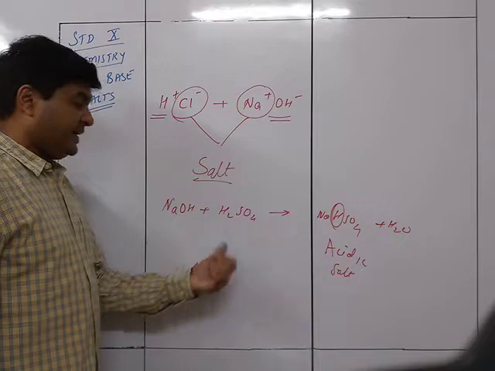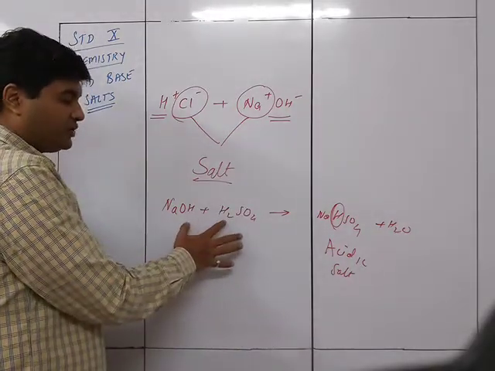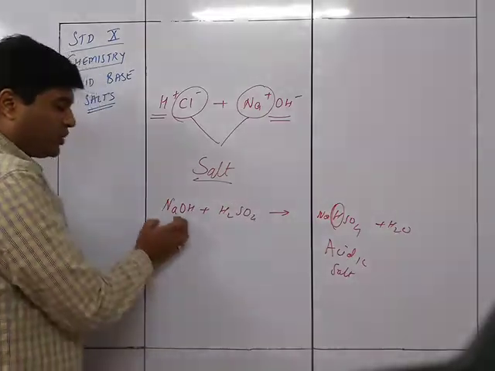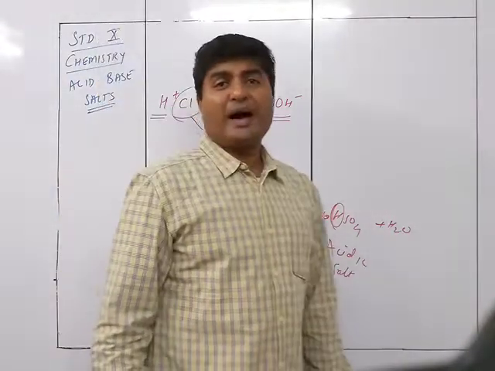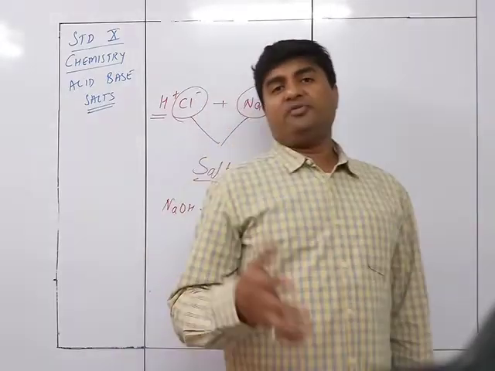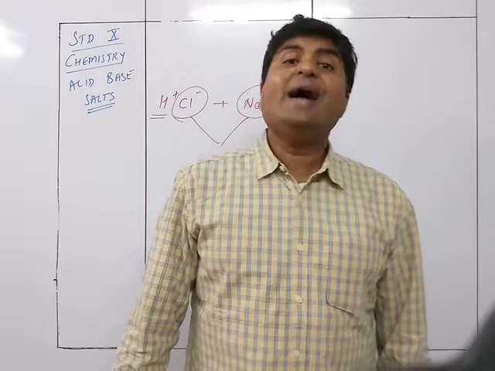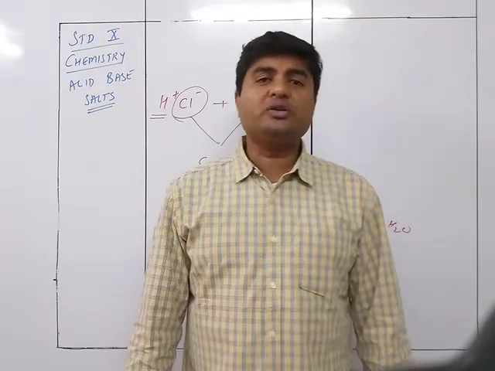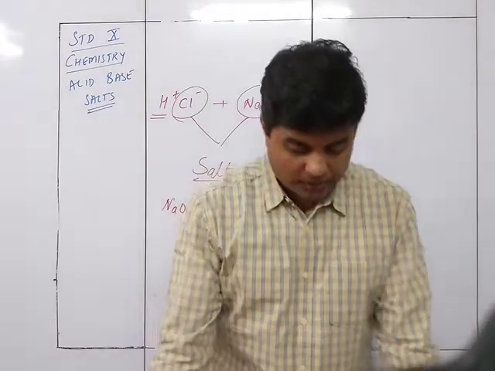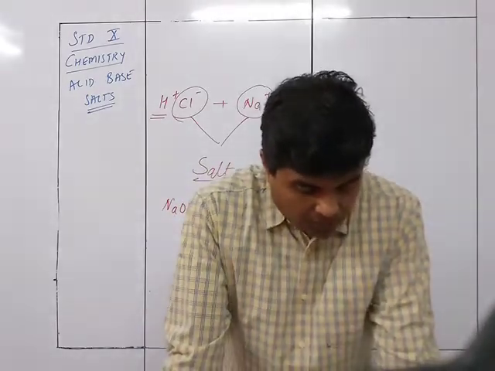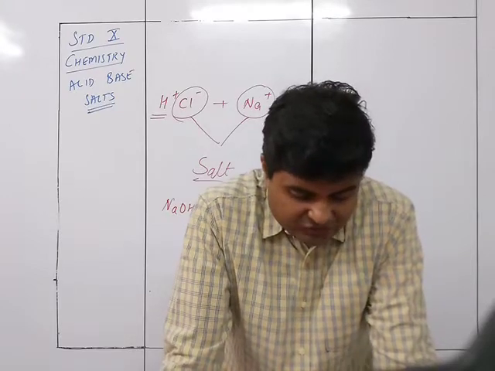So here you can see the complete H2SO4 has not got dissociated, only part of it has. HSO4 comes with Na to give NaHSO4, which is nothing but sodium bisulfate. All bisulfates, bicarbonates are examples of an acidic salt. When hydrogen is part and parcel of the salt, it forms an acidic salt. So NaOH plus H2SO3 gives you NaHSO3 plus H2O.